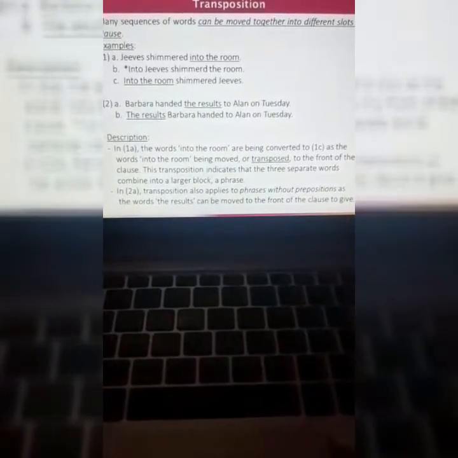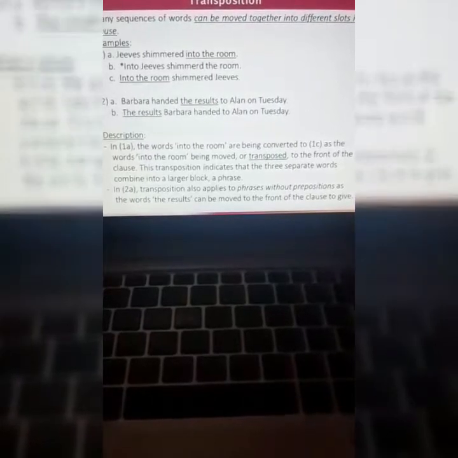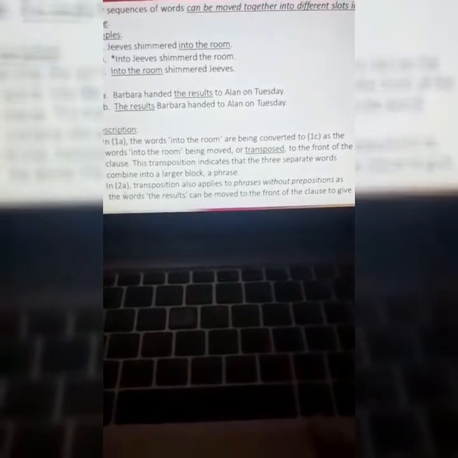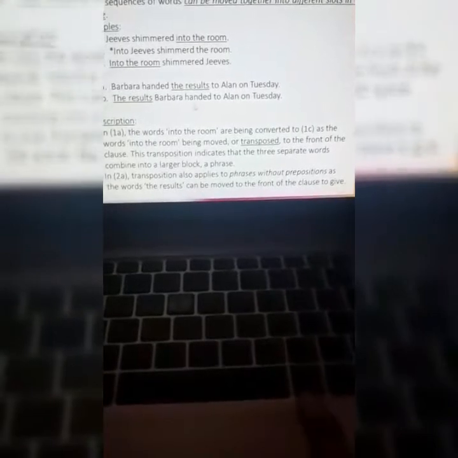This transposition indicates that the three separate words combine into a larger block as a phrase. In into A, transposition also applies to phrases without prepositions as the words the results can be moved to the front of the clause to give. So that's why kalau dalam menulis kalimat seperti 1A kan bosan, kalian boleh seperti 1C asalkan jangan seperti 1B.